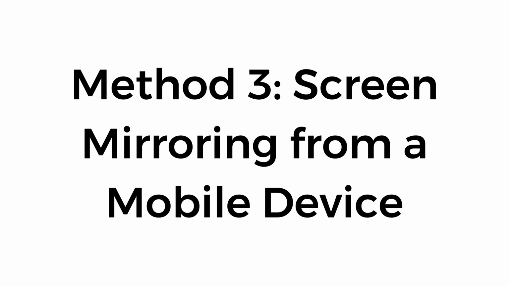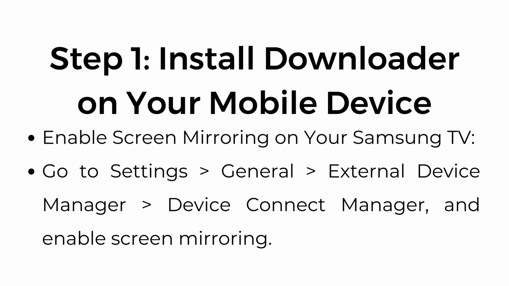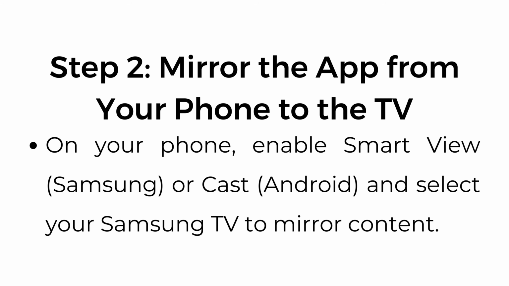Method number 3, screen mirroring from a mobile device. Install Downloader on your mobile device, then enable screen mirroring on your Samsung TV. Go to Settings, General, External Device Manager, Device Connect Manager, and enable screen mirroring. Mirror the app from your phone to the TV. On your phone, enable Smart View for Samsung or Cast for Android and select your Samsung TV to mirror contents.